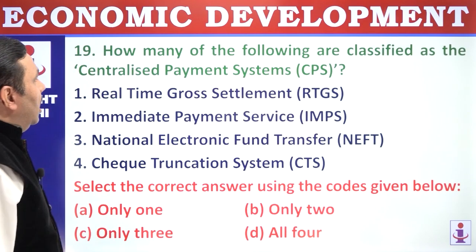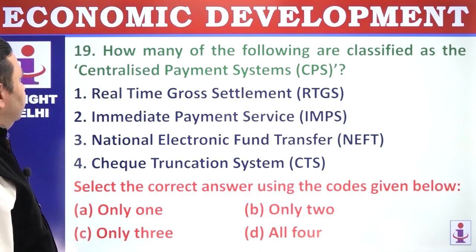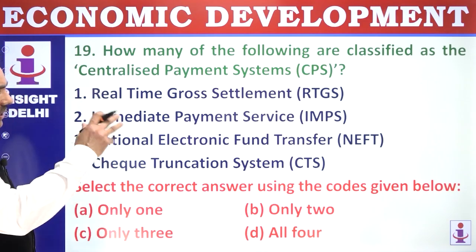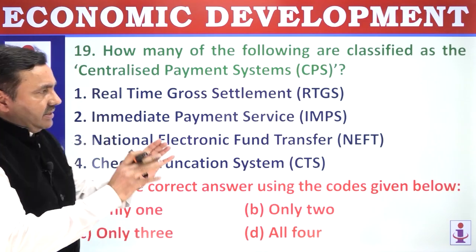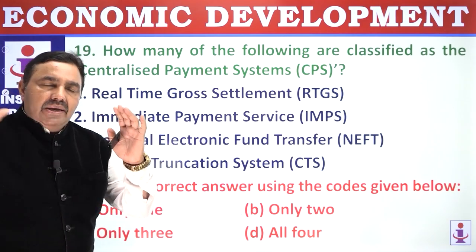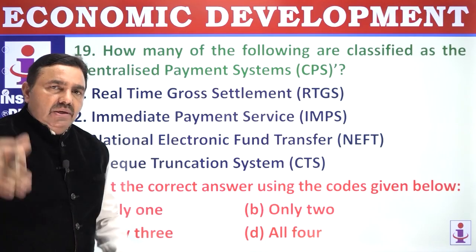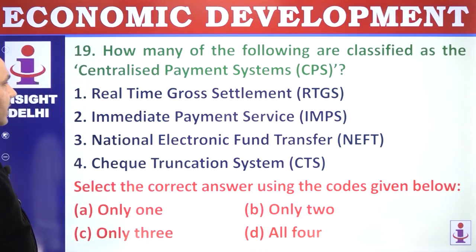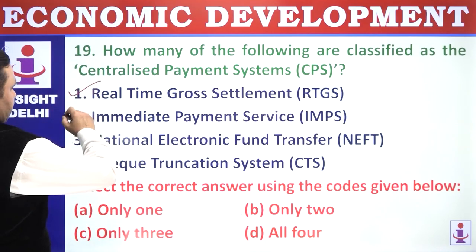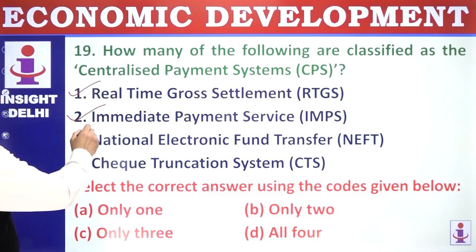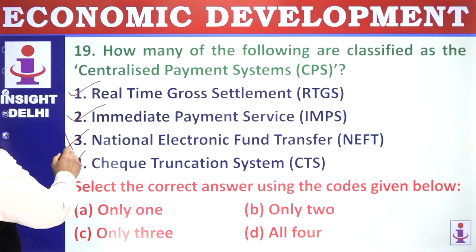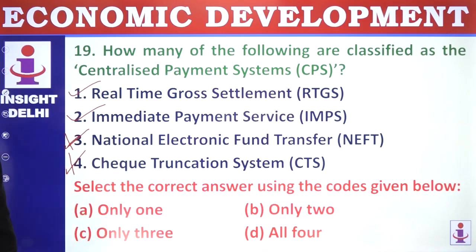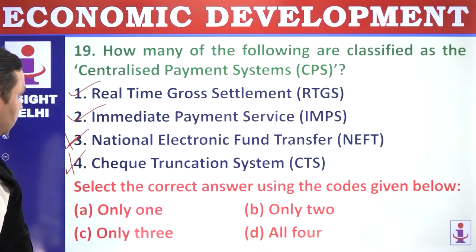How many of the following are classified as centralized payment system? Centralized means something, there are two kinds of payment system which we have, centralized and decentralized. Something is controlled by RBI and something is done through the other agencies. Real-time RTGS, IMPS, these are centralized, and NEFT and CTS, these are decentralized. These are done at the local level. 1 and 2, only 2.